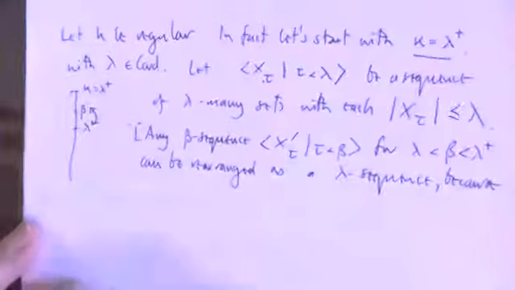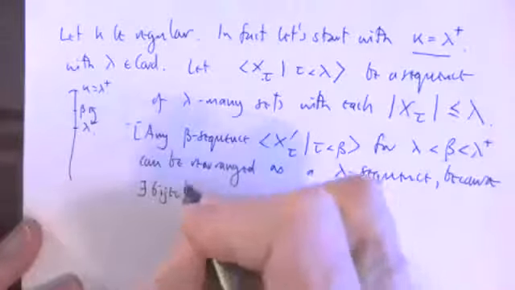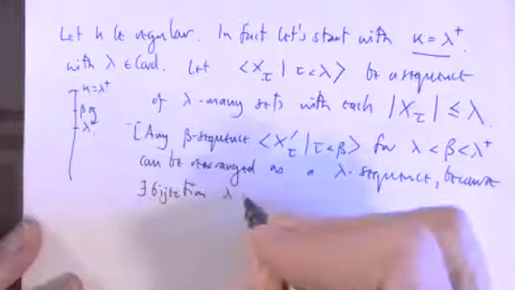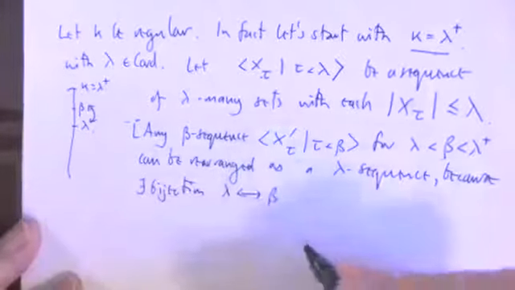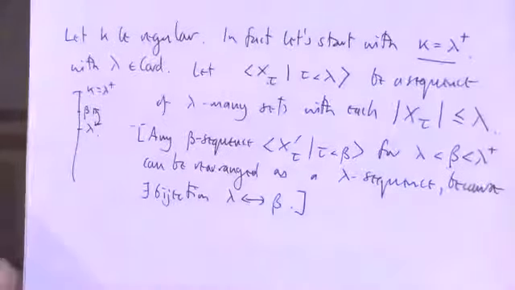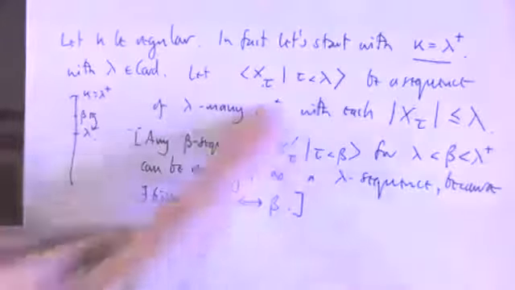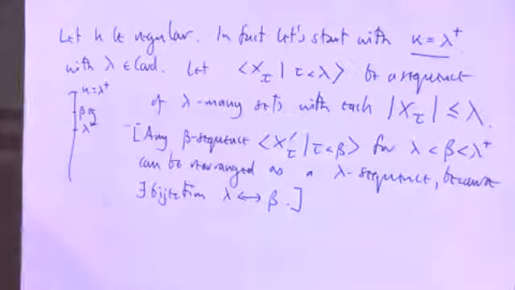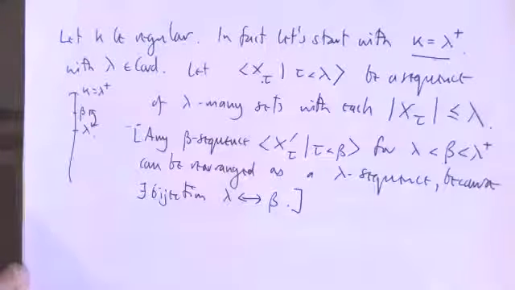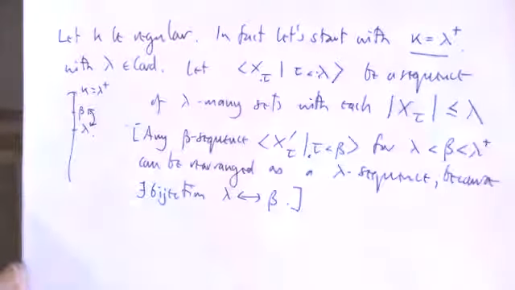So I'm just talking around it, because there is a bijection between lambda and beta. So I don't really need to bother with sequences which are longer than lambda. I can always rearrange it; we're only talking about size here. We're only talking about cardinalities, not about orderings. So I'll just reorder a beta sequence so that it looks like a lambda sequence.